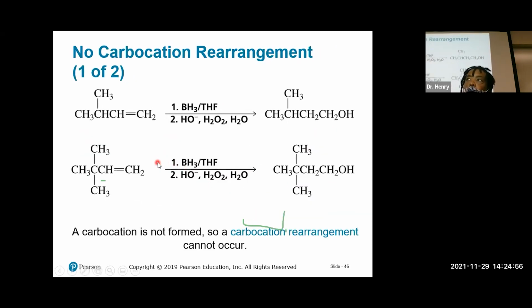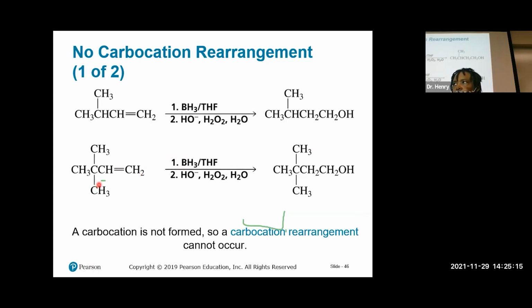Okay, two-step process, right? So the first part is you're going to have the formation of your boronation. It's just going to be adding the boron to it. That's the first part, right? So the first part is adding the boron to this, okay?